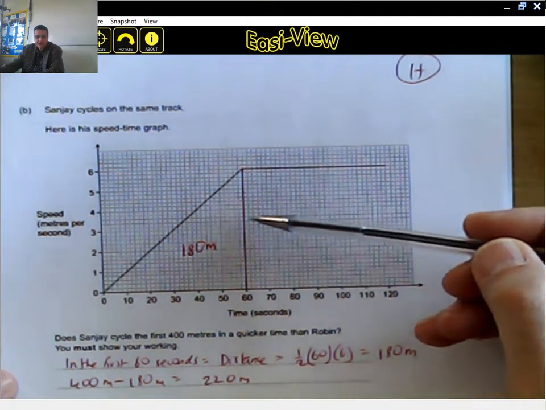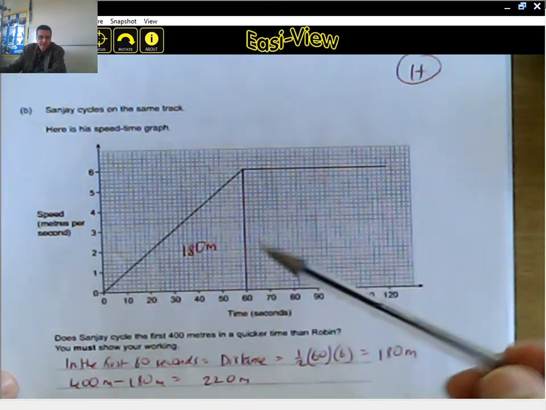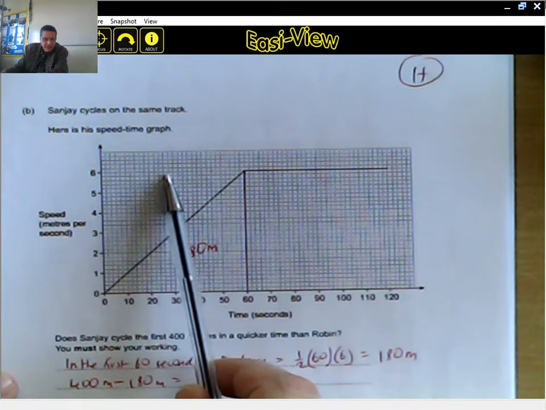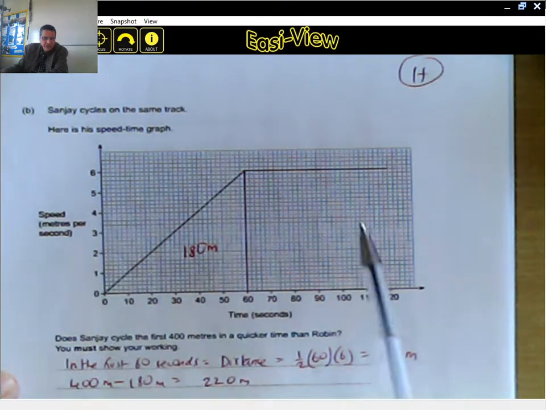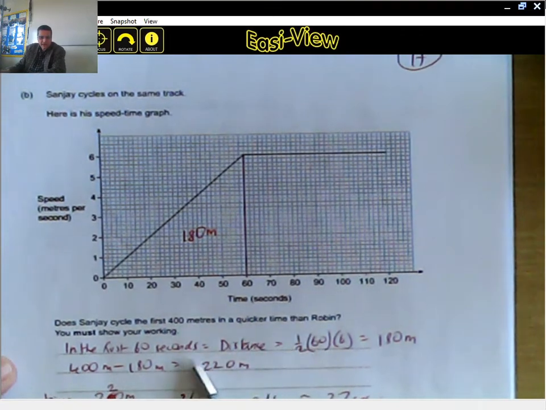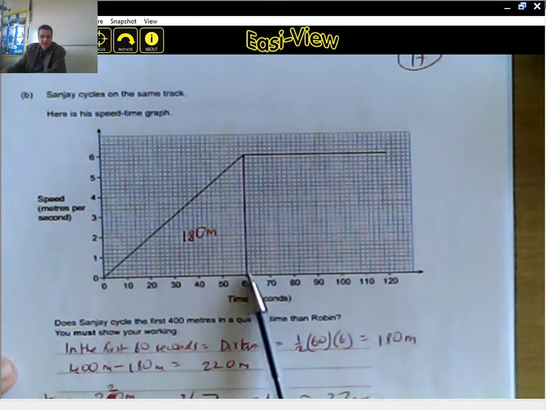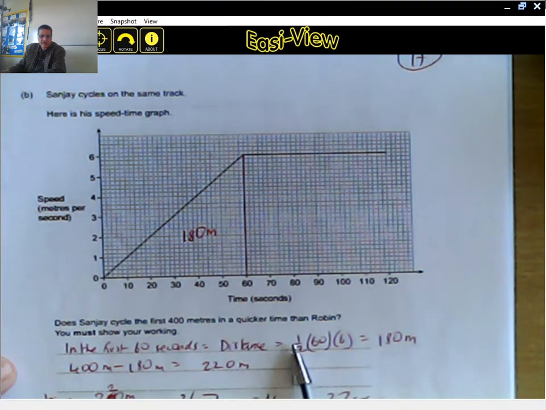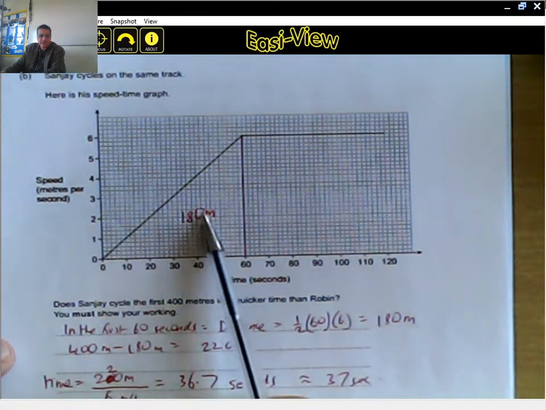I know that for these 60 seconds, he was going at a speed of, let's have a look, 6 meters per second. Is that all right? Yeah, on average. So let's just take a look. In the first 60 seconds, the distance he traveled is 6 times 60, the area of the triangle, half of it. So half base times height. So that represents 180 meters worth of journey.